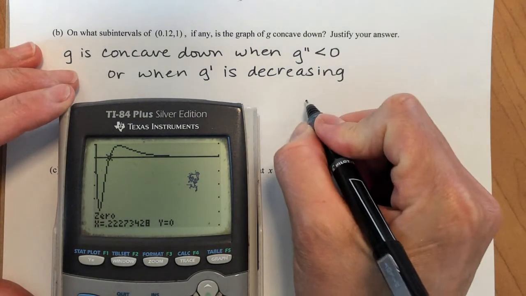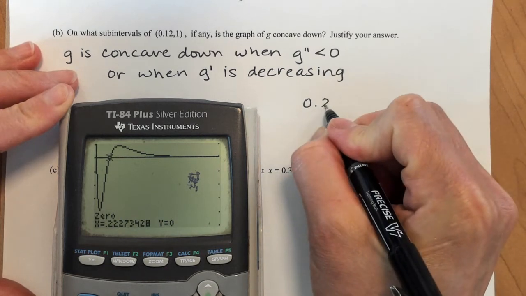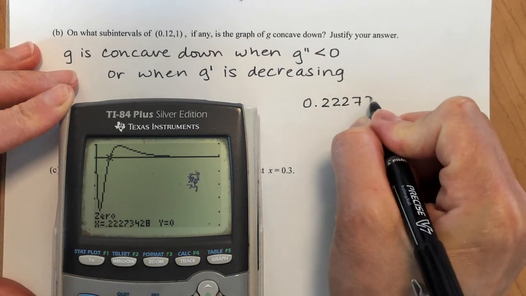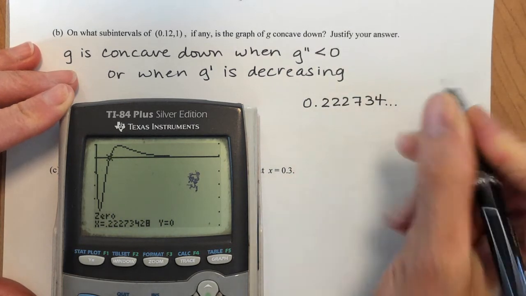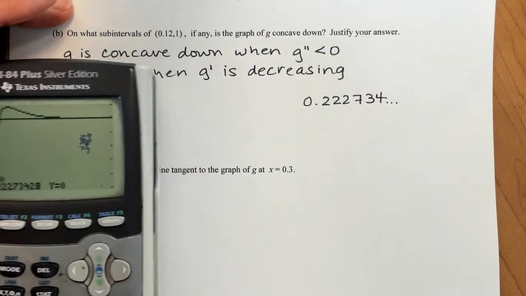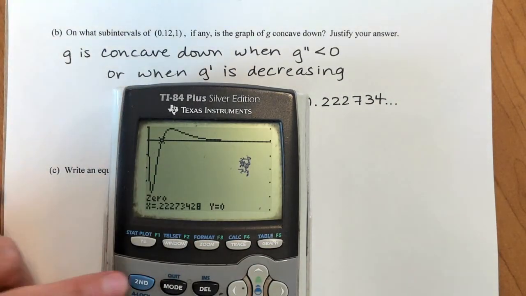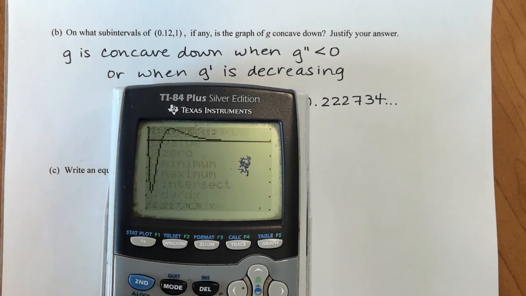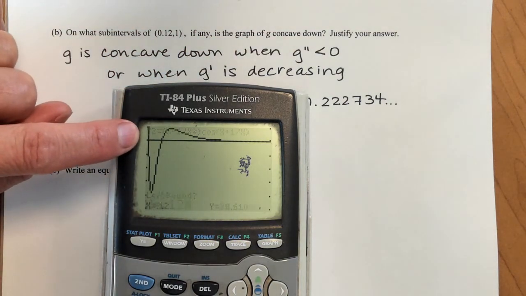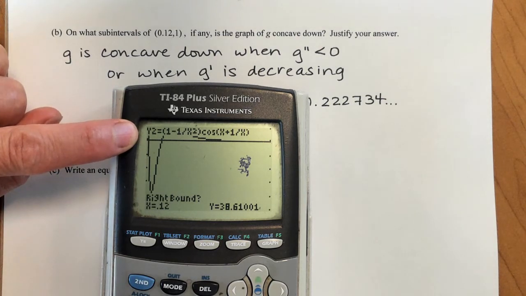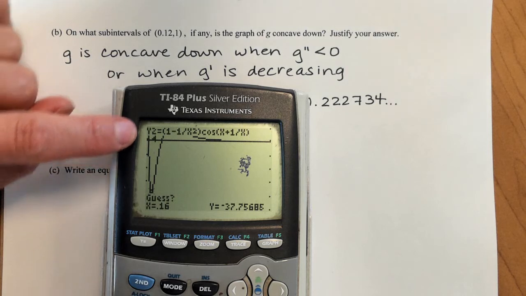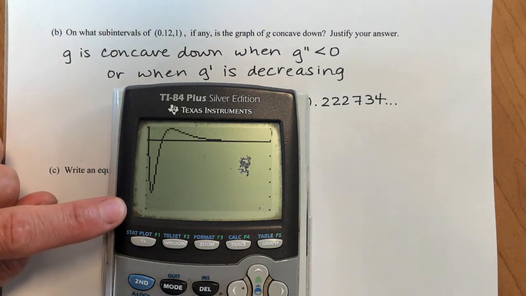So I'll write that down. 2, 2, 2, 7, 3, 4. And now I want that one. Second, calculate 0 from 0.12, which is the left side of my window, and let's just go 0.16. I don't know, is that going to be, there we go, you see the arrow right there.